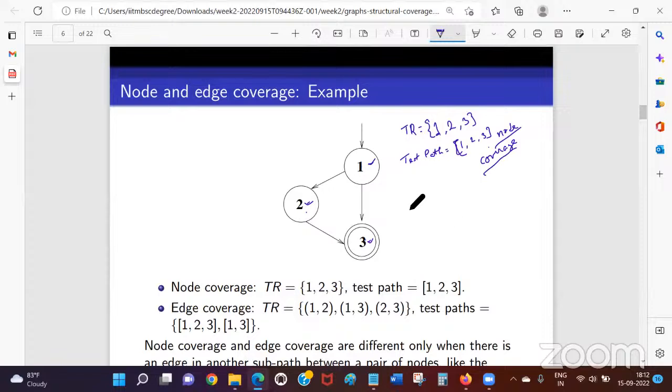Now, if I consider this particular path over here, what will happen? This path is 1, 3. If I consider this path, does it make a node coverage or not? It covers the node 1, it covers the node 3, but does it cover 2? No. So this path does not give you a node coverage, whereas this gives you a node coverage, which covers 1, 2, and 3, right? So this is a path which will give you a node coverage. We say it's a node coverage path, and this is your test requirement in case of node coverage.